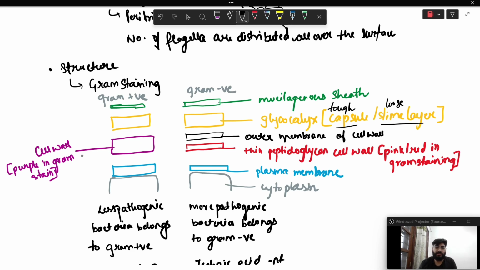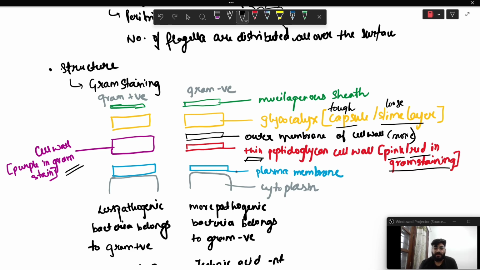In gram staining, the gram positive cell wall looks purple in color. As we have seen, there is a thin peptidoglycan in the cell wall of the gram negative, which appears pink and red when we do the gram staining. But apart from the thin peptidoglycan, there is an outer membrane of the cell wall present in gram negative. We will study more about this later on, what exactly the outer membrane of the cell wall is.